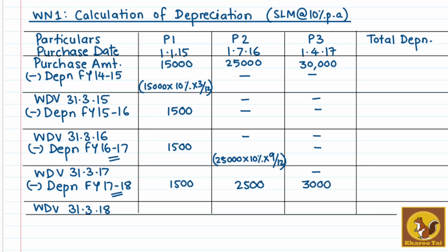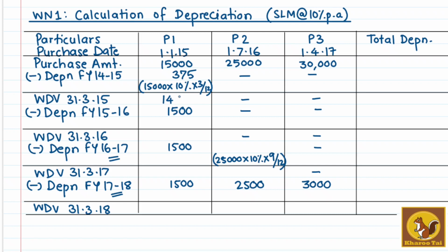So now we can work it out on the calculator. 15,000 into 10 divided by 100 into 3 months divided by 12 months, right? So the first amount will be 375 depreciation, and 15,000 minus 375, the WDV will be 14,625.